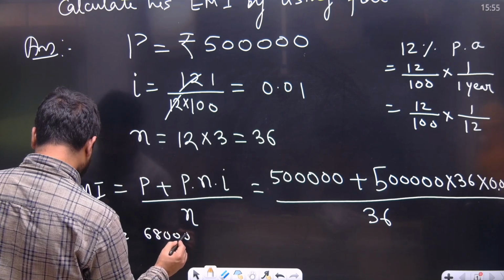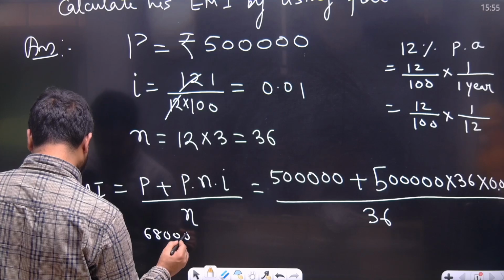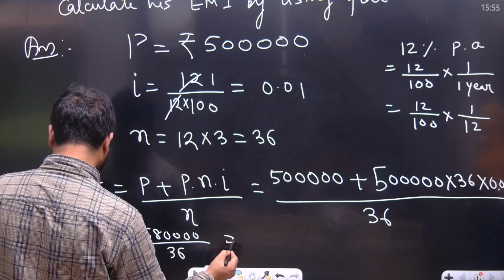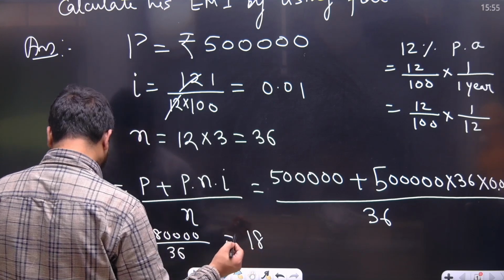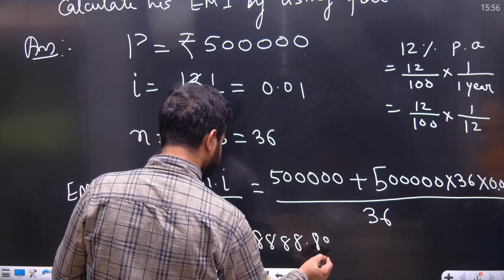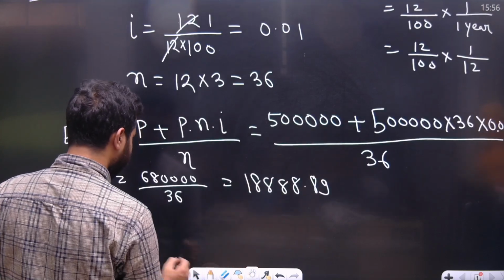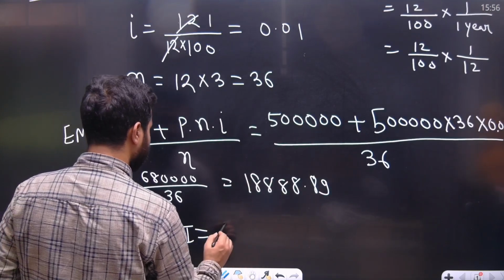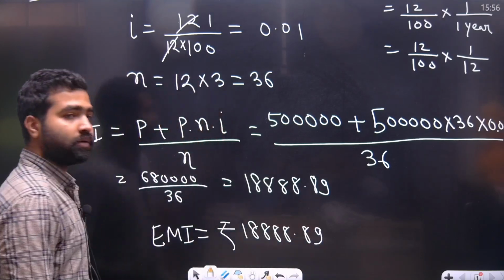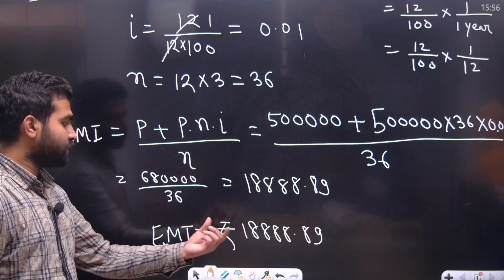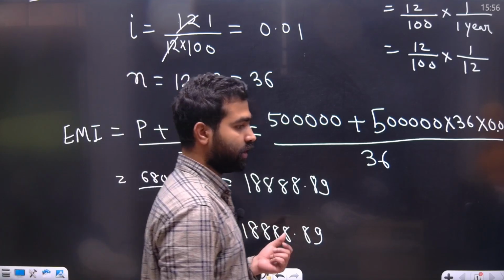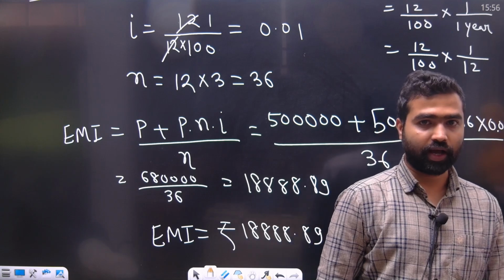If you solve this, you will get 6 lakh 80,000 by 36. So you will get 18,888.89. So this is your EMI. EMI will be equals to rupees 18,888.89. So he has to pay this much amount every month to clear the loan. So this is your EMI by using the flat rate method. I hope this is clear.